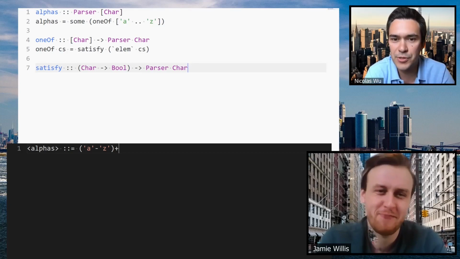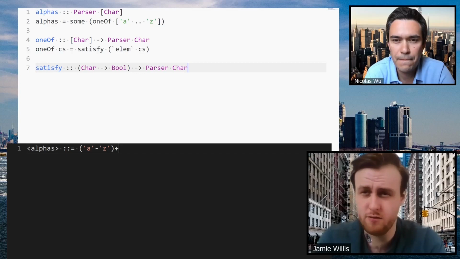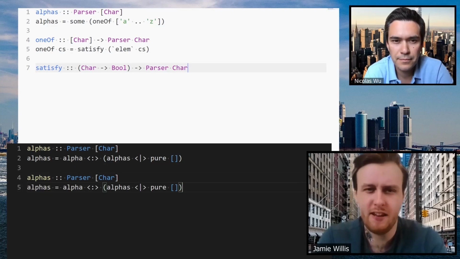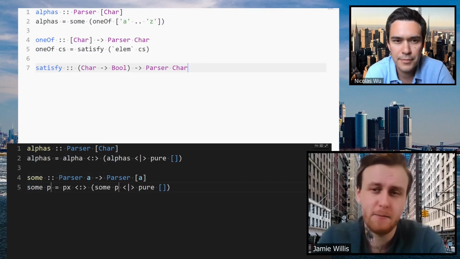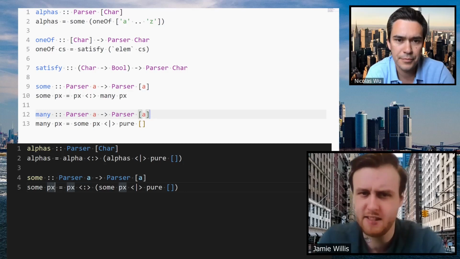Some can actually be implemented in terms of what we've seen so far. Can you see how? Sure, let me see. I think if I took the alphas example, I could reverse engineer it. So I guess if I factor this alpha out, then that would give me some. So I'd replace alpha with px and then alphas with some px. Yeah, that's right. And you could furthermore factor out what's inside the brackets to have both an implementation of some and many. Right. So if some is the EBNF plus, then many is the star.